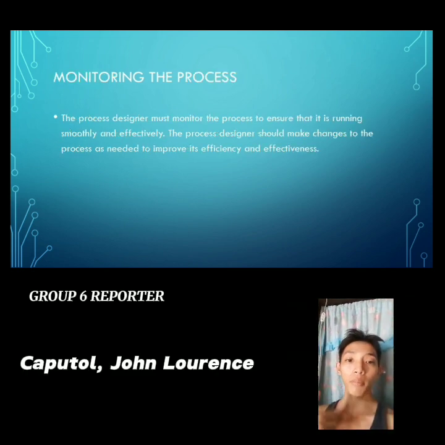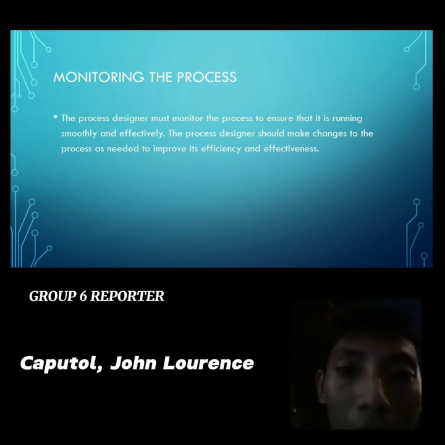Now, monitoring the process. The process designer must monitor the process to ensure that it is running smoothly and effectively. The process designer should make changes to the process as needed to improve its efficiency and effectiveness.